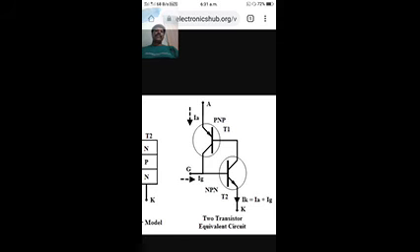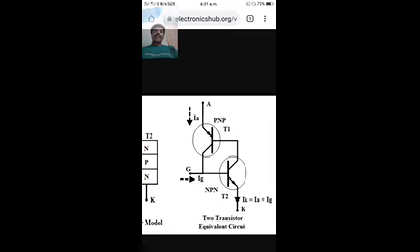Means when there is no gate triggering pulse, the collector current depends on the base current, because we know the relation IC is equal to beta times IB. So when there is no gate triggering pulse, there is no base current to transistor T2, therefore its collector current is 0, which is the base current of T1. With 0 base current of T1, there is no collector current, so the device is in the off state.